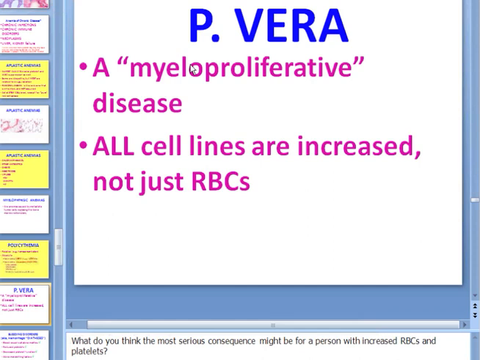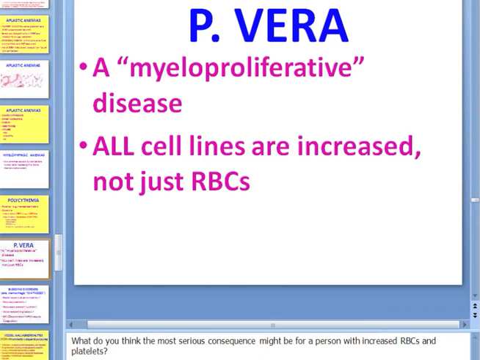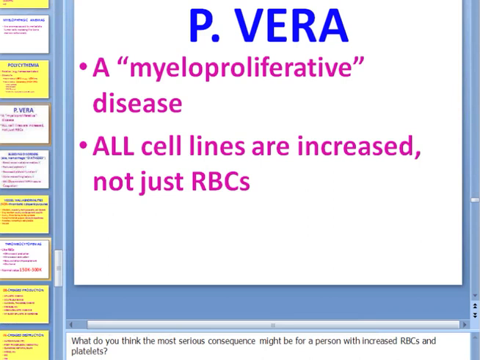And we're going to go into myeloproliferative disease when we talk about white cells. Some people consider certain myeloproliferative diseases also to be pre-leukemic. But this one does not have a high incidence of leukemia. Some of the other ones do. Like chronic myelogenous leukemia has a significant risk of developing into acute leukemia. P. vera is not nearly as associated with leukemias as some of the other ones.